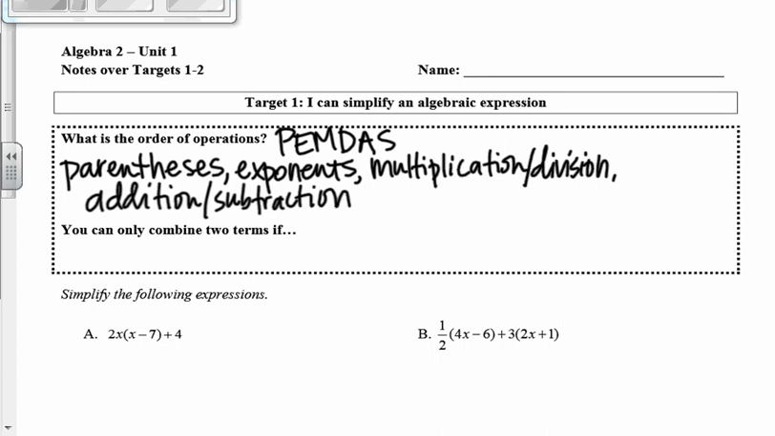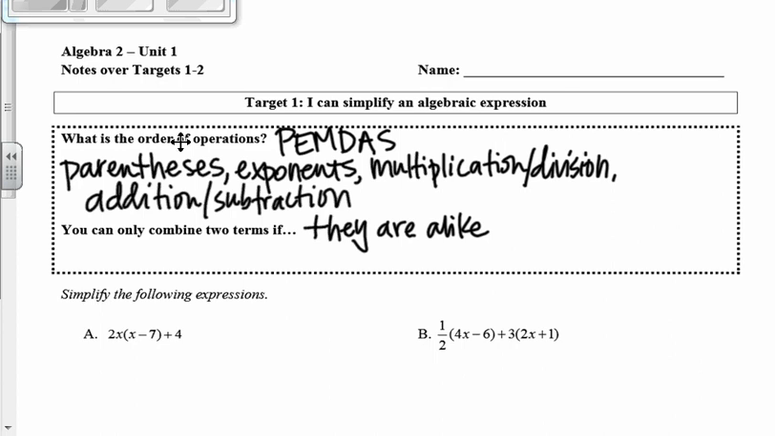And then something I actually already mentioned, but you can only combine two terms if they are alike. And so we'll talk a little bit more about what that means. Okay, so let's take a look at your first example.